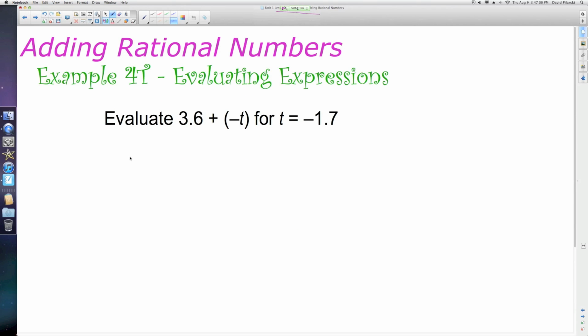Example 4T, we're evaluating expressions. And like the last slide said, we're going to be looking at this expression right here, the opposite of t. And that's going to be a little confusing because here, t is actually given as a negative number, so when we go to substitute in negative 1.7 for this opposite of t, watch what happens. I'm going to copy down 3.6 plus. And here, my first parenthesis, the opposite of, now for t, I need to put in the negative 1.7.